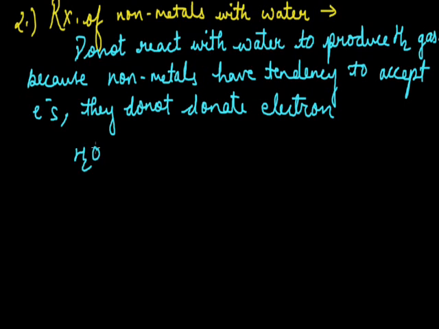Now water forms H plus and OH minus ions. For hydrogen gas to be formed, this H plus ion, the hydrogen ion, should accept an electron. Only then can it form H2 gas. But non-metals do not provide this electron, and that is why there will be no electron to react with the hydrogen ion and form H2 gas. That is why we can say that there is no reaction of nonmetals with water.